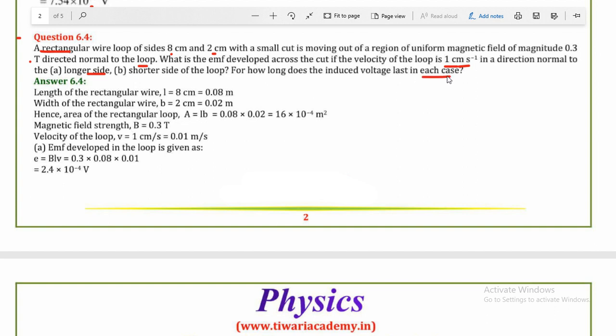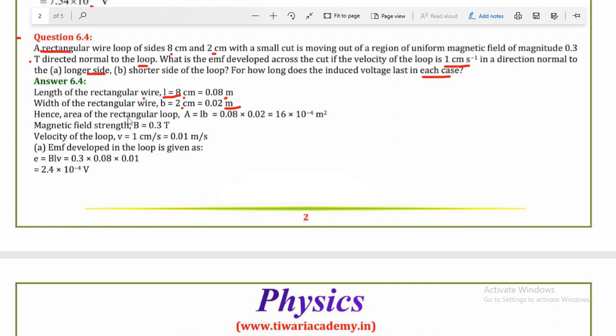Okay, so you know that this one is the rectangular loop, and it is moving in a perpendicular magnetic field with a velocity that is 1 centimeter per second. So let us write the given quantities first. Length of the rectangular wire is L = 8 centimeter, that is 0.08 meter. We are changing this CGS system into MKS. Now width of the rectangular wire is B = 2 centimeter, means 0.02 meter.